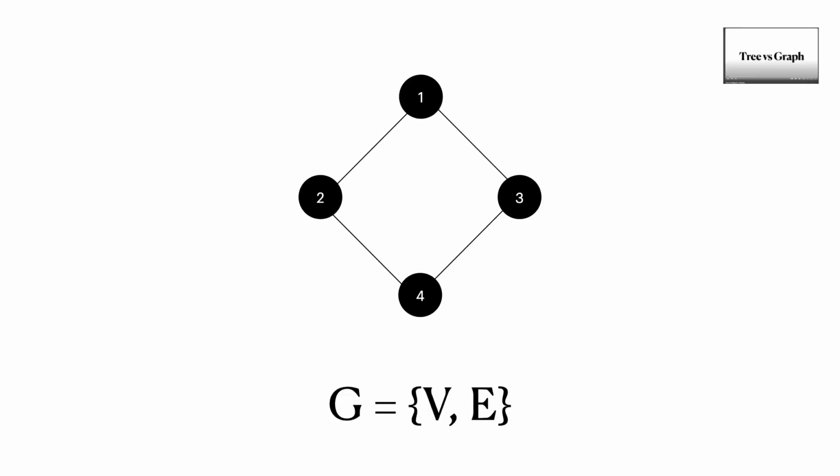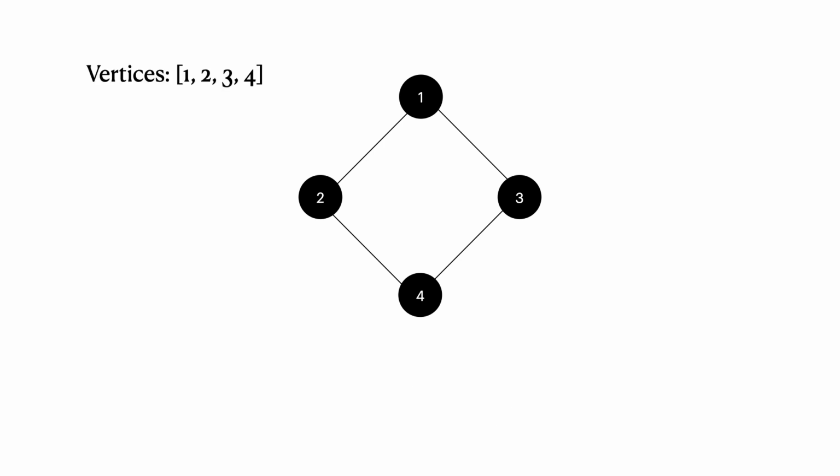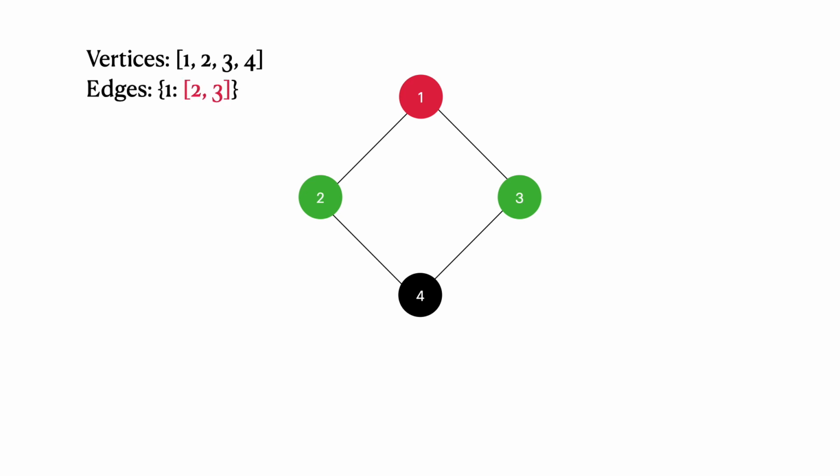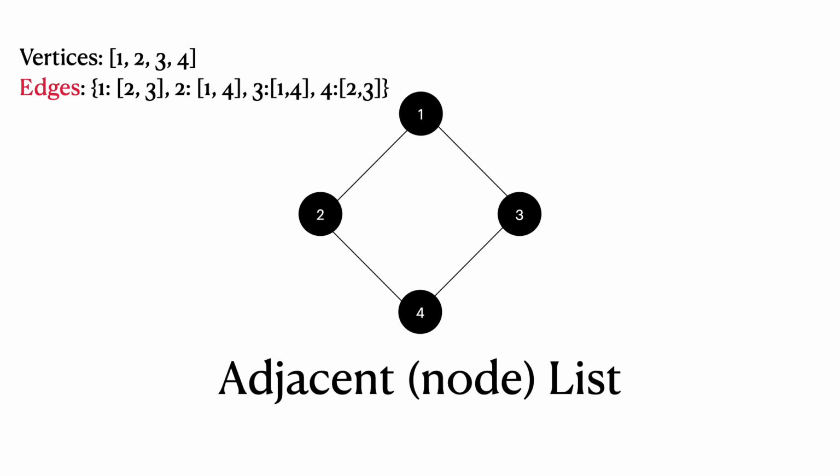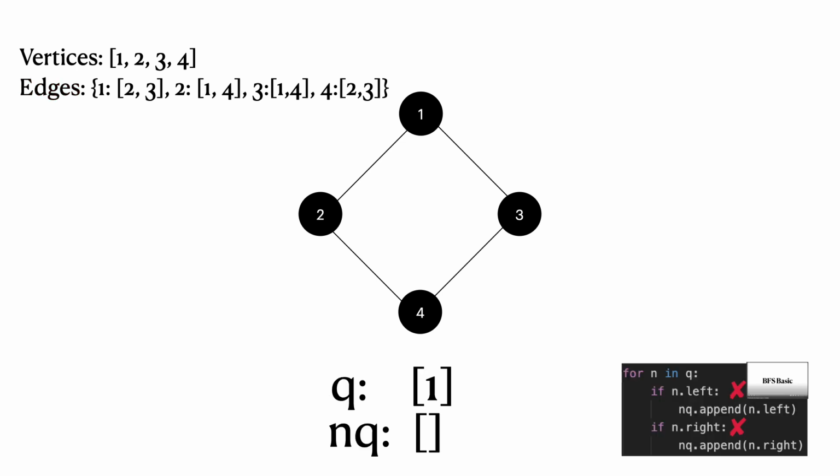Here is a graph. A graph is a set of vertices and edges. We can represent the vertices like this array. How can we represent edges? For node 1, node 2 and node 3 are connected to it. We can represent each edge like this. There are 2 edges for node 2. Finally, here are all the edges. Sometimes, people call it an adjacency list, but it's not important.